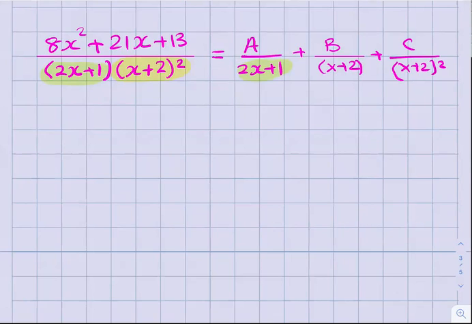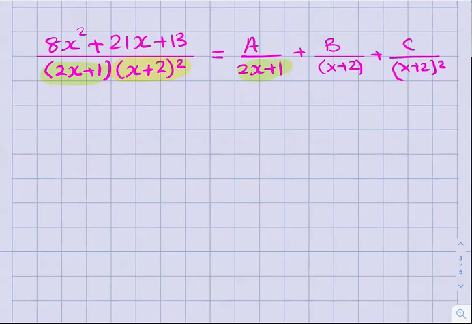If that is given to you, then you have no problem. If it's not given to you, then you need to deal with it. You need to know how to separate or split them when you have a squared factor.